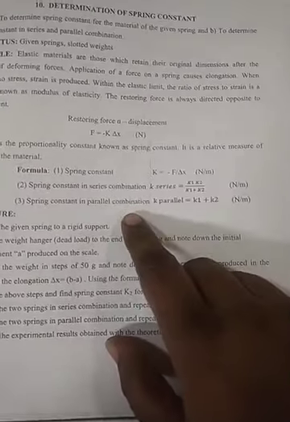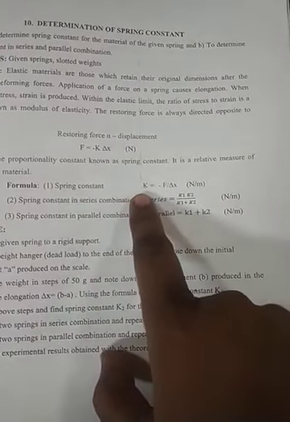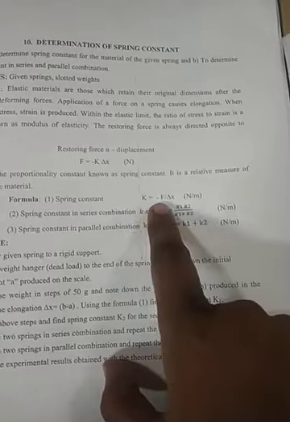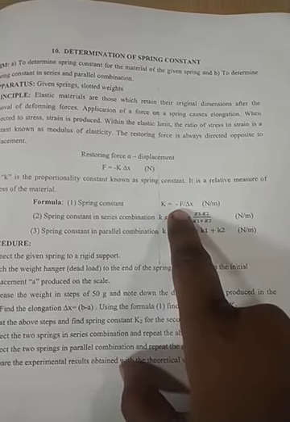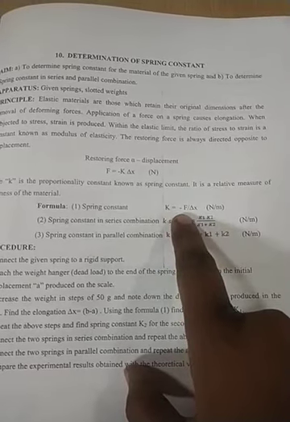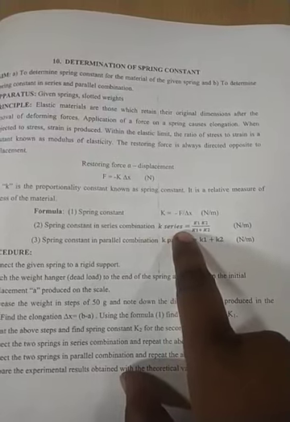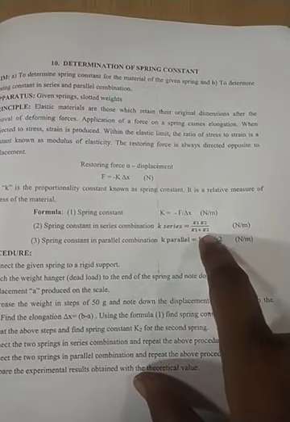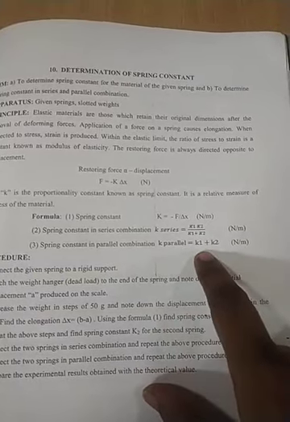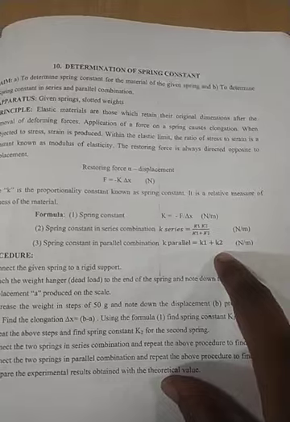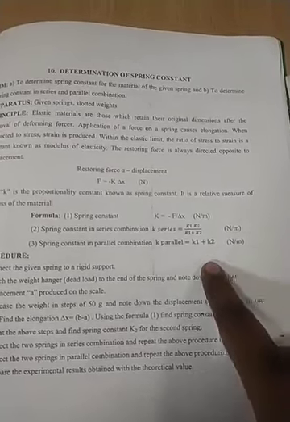The formulas are given. For a given spring, K will be equal to minus F divided by delta X. We are not considering the minus sign, only the magnitude, so K will be equal to F by delta X. When the springs are in series combination, K will be equal to K1 K2 divided by K1 plus K2. When they are in parallel, K parallel will be equal to K1 plus K2. Using these formulas, we have to find the spring constant for the given springs.